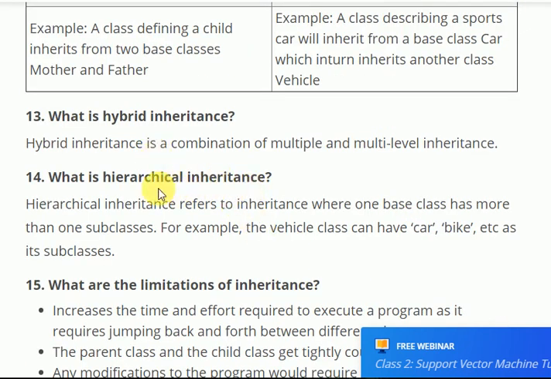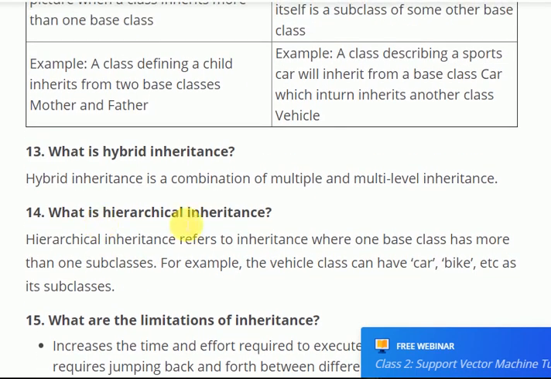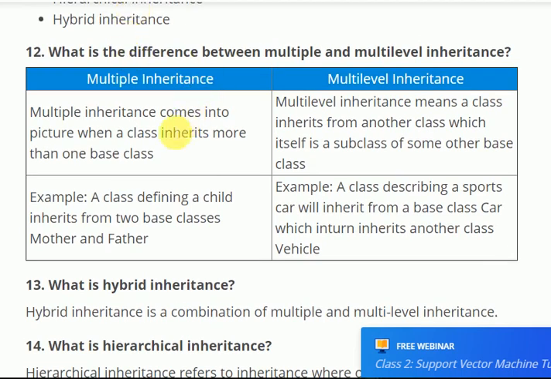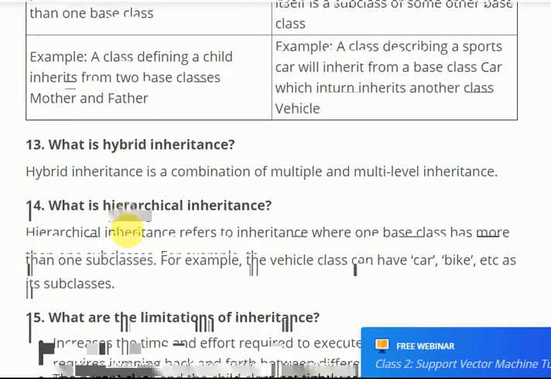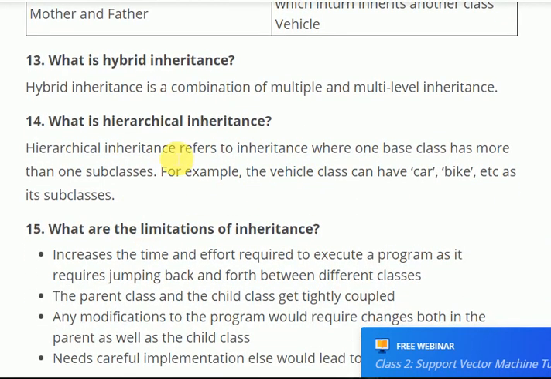Hierarchical inheritance refers to inheritance where one base class has more than one subclass. For example, the vehicle class can have car, bike, etc. The difference between hierarchical and multiple is that a class inheriting from two base classes, mother and father, is multiple. Now, suppose a single base class is being inherited by more than one subclass. That is hierarchical. Here, a vehicle class is being inherited by car and bike.